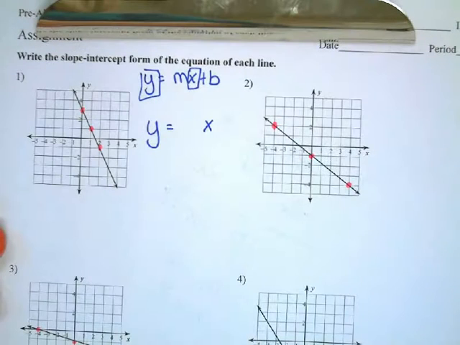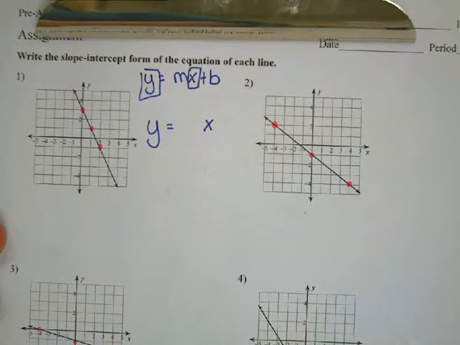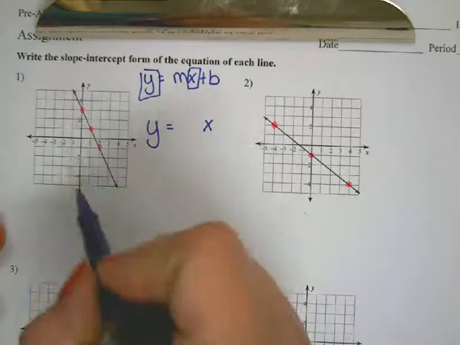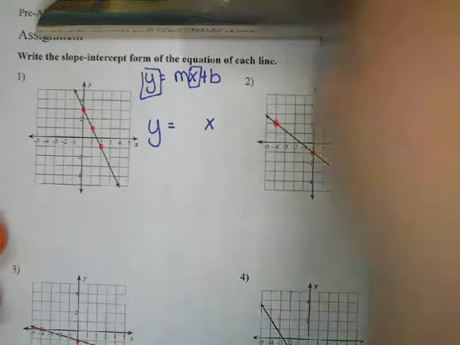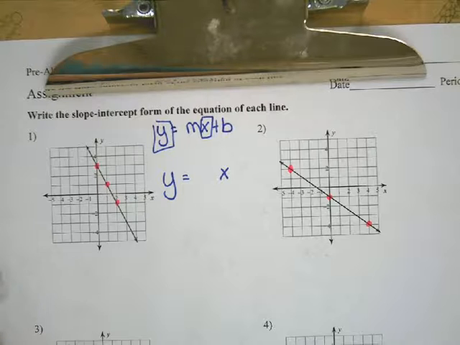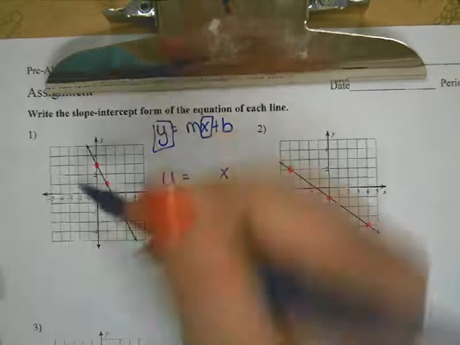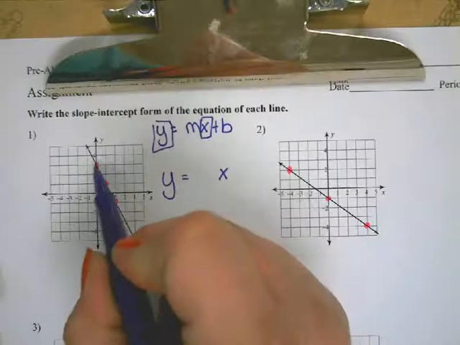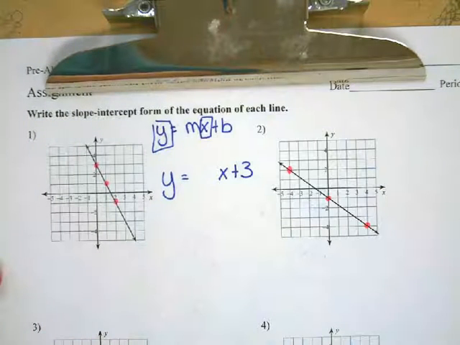Okay? First thing I want to look at is, where does my line cross the y-axis? At what point does it cross my y-axis? So when I'm looking at this line, what is the point where it crosses the y-axis? Is this the y-axis up here? So it's at 3, right? So I would write that as plus 3 at the end. That would be my b.